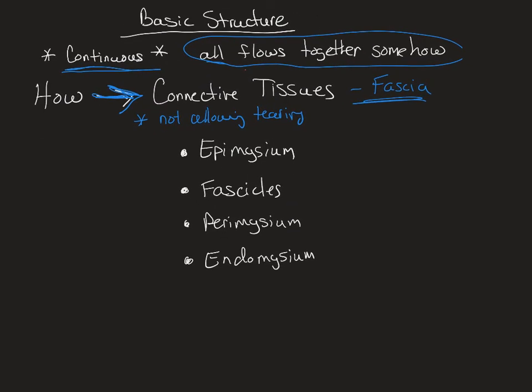So the first layer is going to be epimysium, which is going to be a dense, irregular connective tissue proper. I need you to memorize that the epimysium is dense, irregular connective tissue proper, okay? And that's really important because you don't want it tearing. And dense, irregular has collagen fibers going in multiple directions. And when they go in multiple directions, they resist tension or tearing in multiple directions. Then we have the word fascicles.